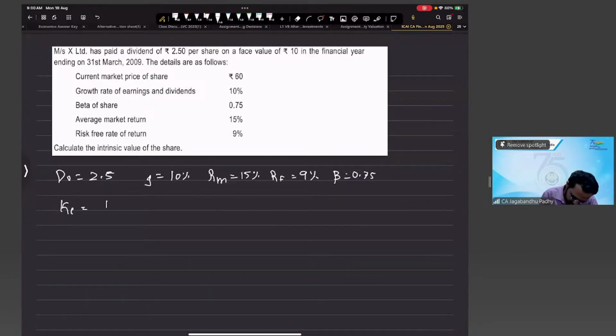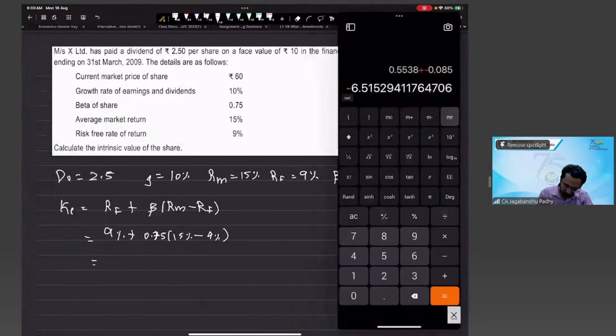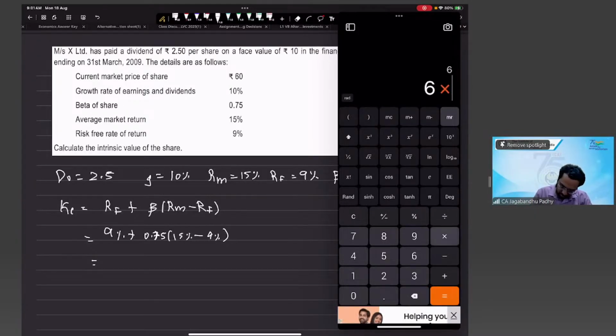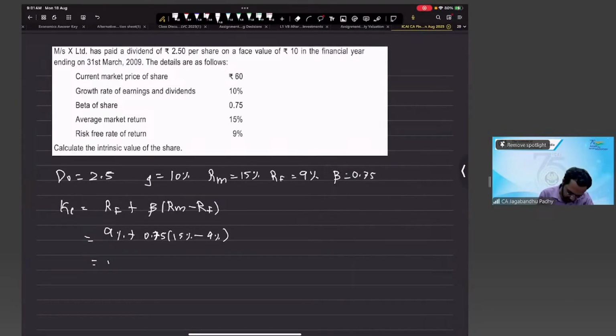So we can say cost of equity is RF plus beta into RM minus RF. So RF is 9% plus beta is 0.75 into 15% minus 9%, which is 6, into 0.75. 4.5 plus 9, which is 13.5%. Right, so K is 13.5%.